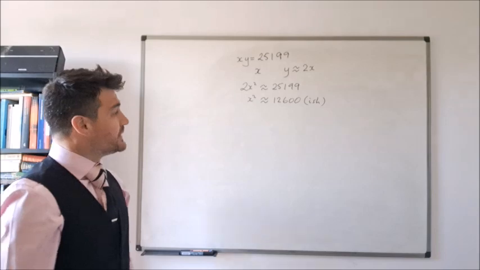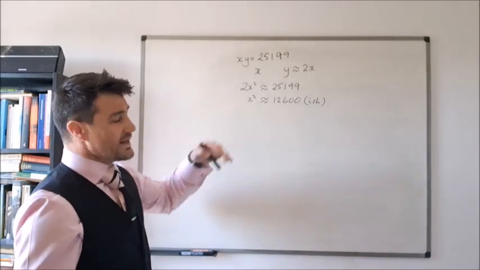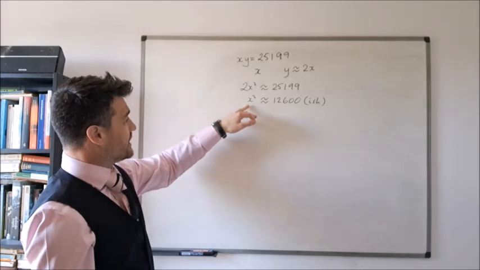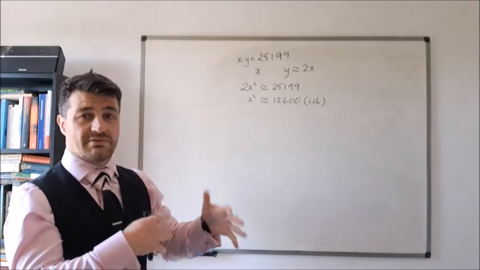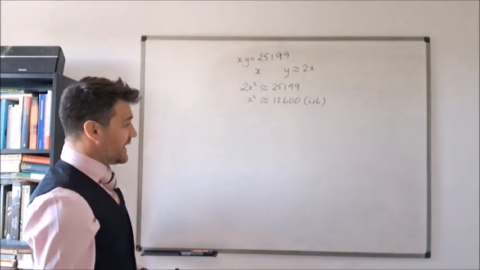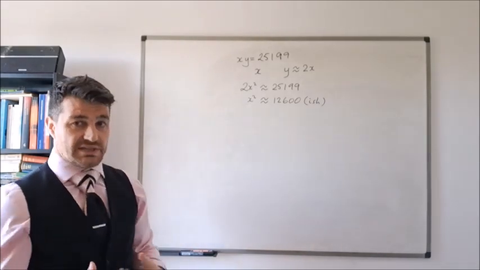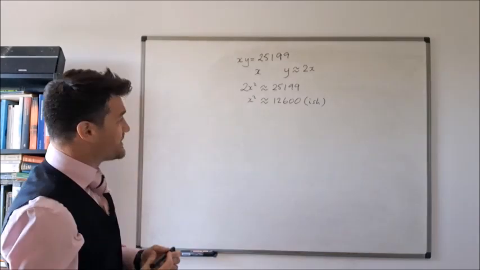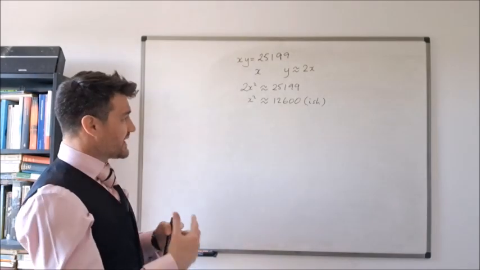Okay. So what I need to do now is start hunting for numbers x whose square is going to be about 12,600. I don't necessarily need to be too exact about this, but what might be a good idea is for me to try to establish some kind of bounds.